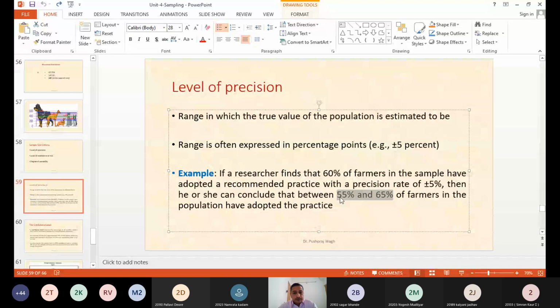Are you getting this? Is it understood? Pallavi? Yes, sir.